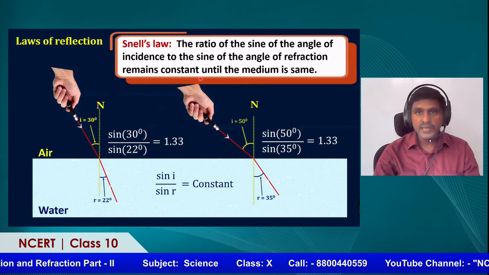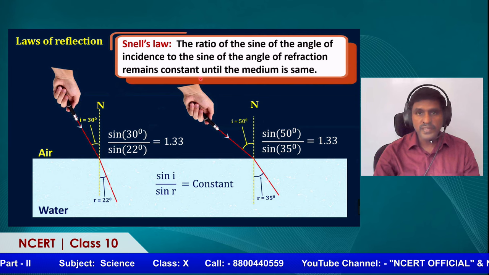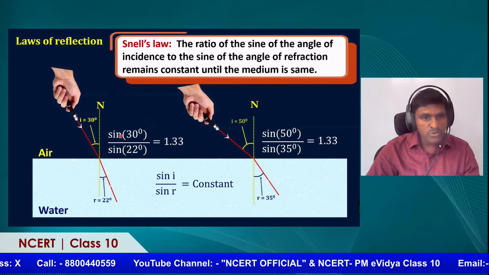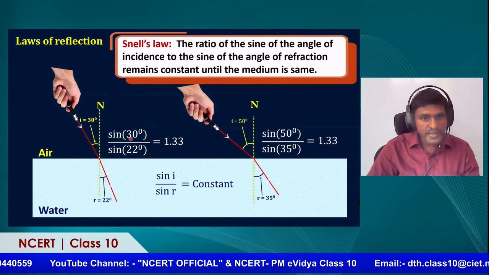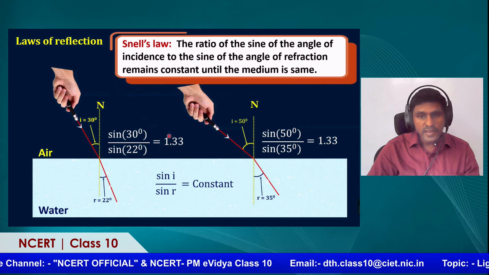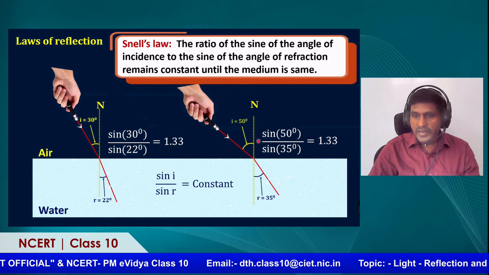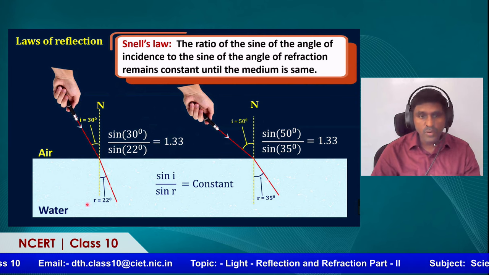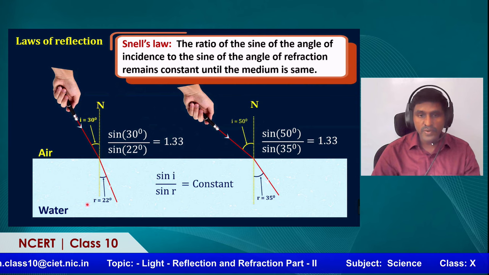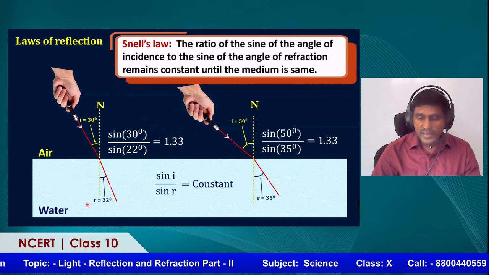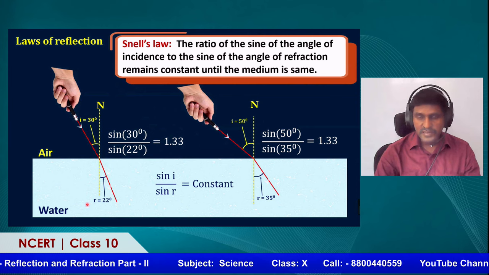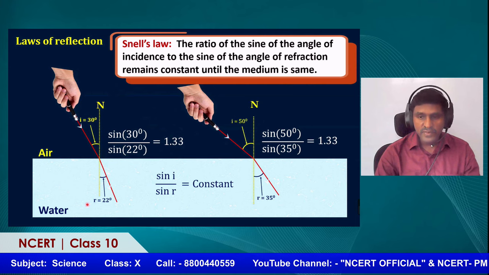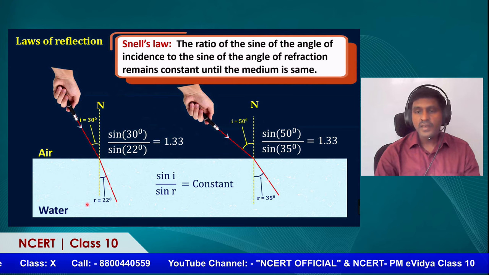Now the second law of refraction: the ratio of the sine of the angle of incidence to the sine of the angle of refraction remains constant as long as the medium is the same. While doing the experiment, the ratio of sine 30 by sine 22 was 1.33, and for different angles, the same 1.33 was obtained for water as the second medium. So the ratio of the sine of the angle of incidence to the sine of the angle of refraction is a constant value. This is the second law. This law is otherwise called Snell's law. Using these two laws, we can explain the term refraction very well. We can discuss them one by one in this session.